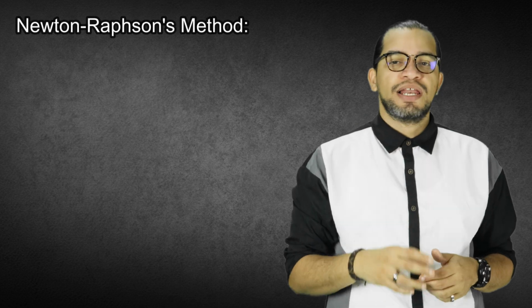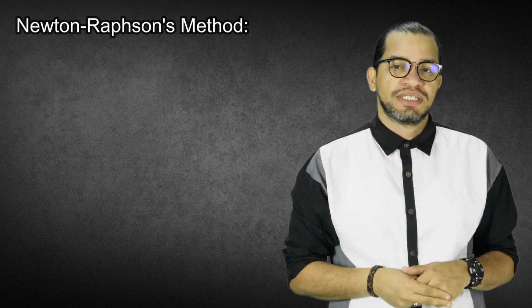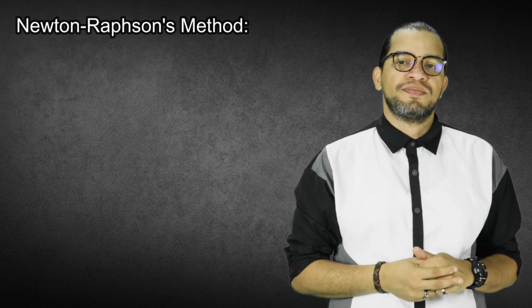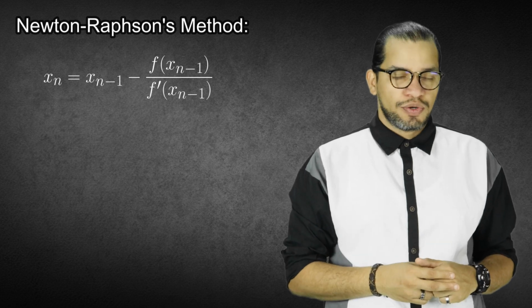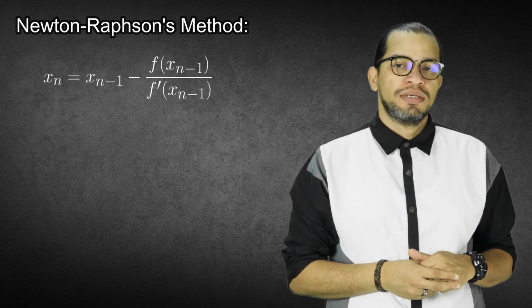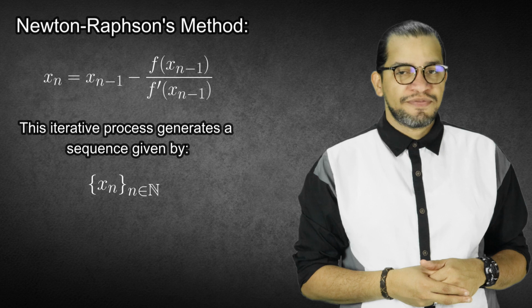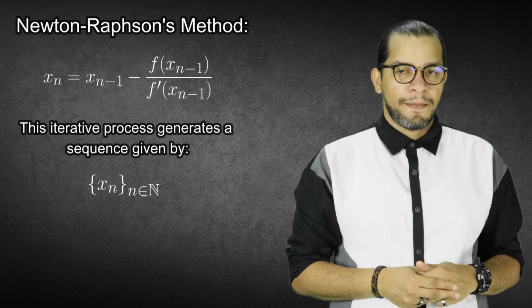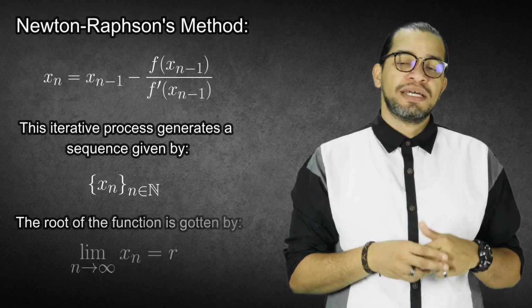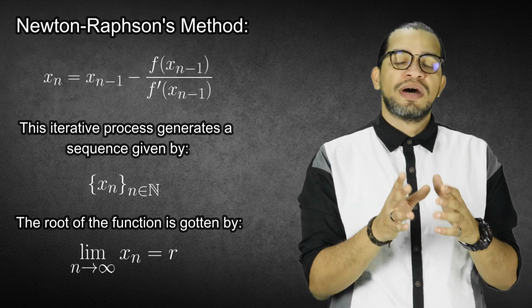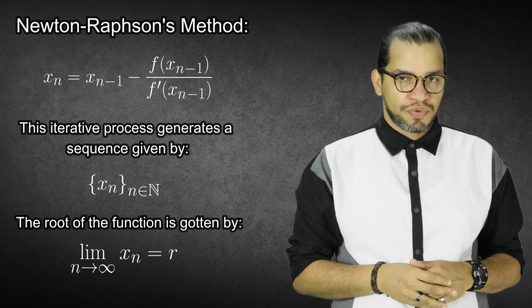In general, if we have a function f and we pick a value x0 for our iterative process after assuring that this function has roots, then our iterative process goes like this. x_n equals x_(n-1) minus f(x_(n-1)) divided by f'(x_(n-1)). And the limit when n goes to infinity of this iterative process provides us exactly the value of the root.